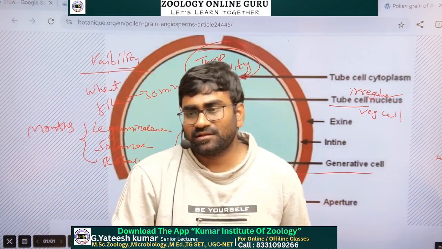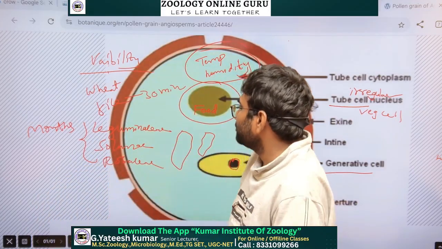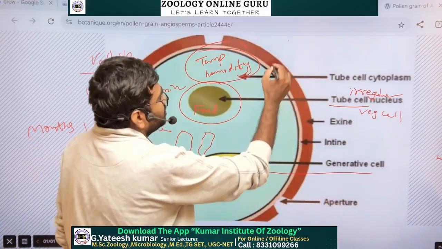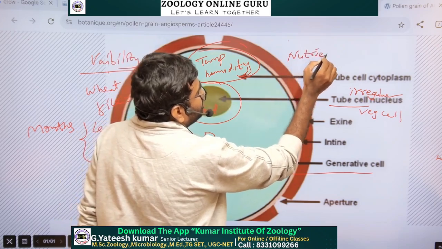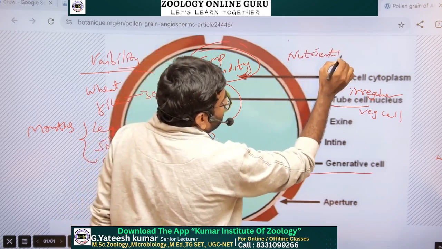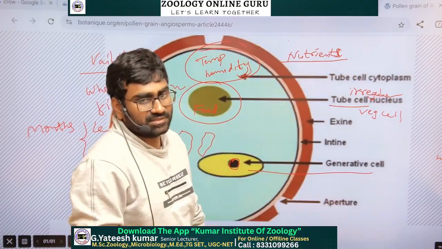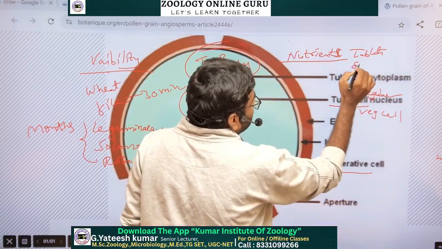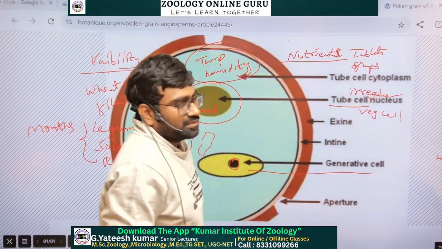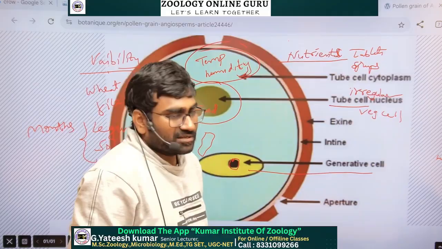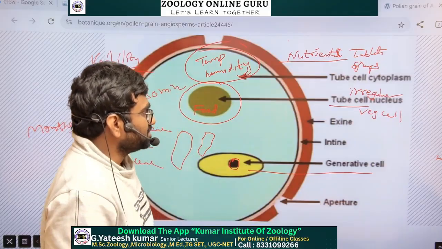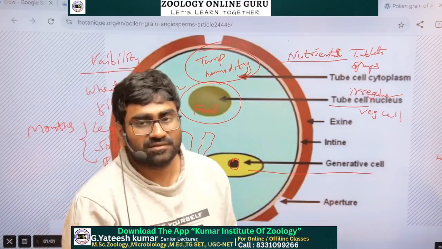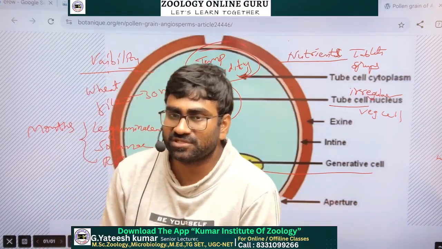Okay. And another importance of pollen grains is they are rich in nutrients. In European or some Western countries, they are used as food supplements. They take this nutrient in the form of tablets and syrups. So instead of breakfast, we can consume these pollen syrups and tablets. These are rich in nutrients. Pollen tablets are used as food supplements.